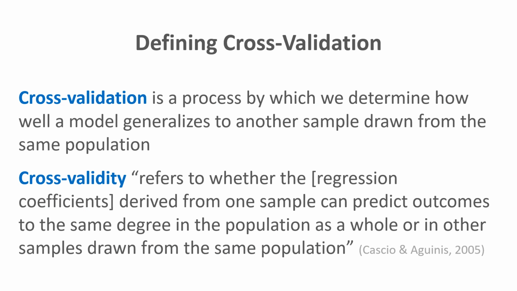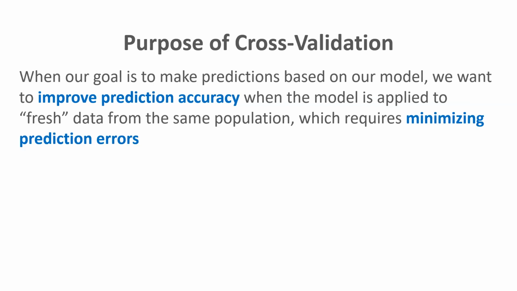So what is the definition of cross-validation? We can define cross-validation as a process by which we determine how well a model generalizes to another sample drawn from the same population. A related term is cross-validity. As Cascio and Aguinis defined in their 2005 book, cross-validity refers to whether the regression coefficients derived from one sample can predict outcomes to the same degree in the population as a whole or in other samples drawn from the same population.